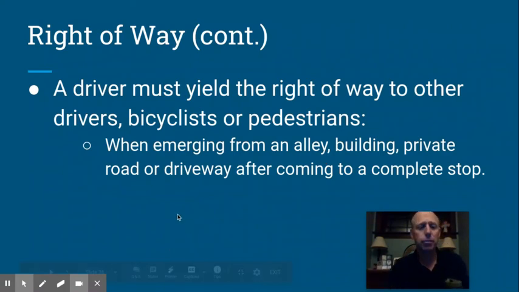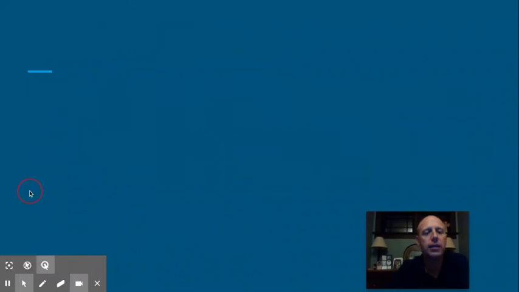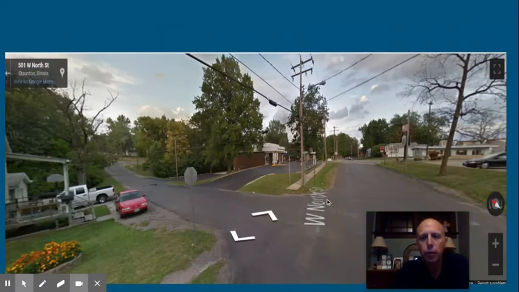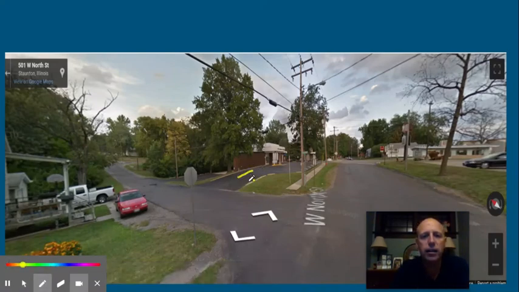A lot of you probably didn't know that, and a lot of your parents probably don't know that. Most people don't stop when they leave their driveway, but the law says that you're supposed to. Let's take a look at a picture here. So what I've got here, this is Bank of Springfield, and this is Hardee's right over here. This is the Hardee's parking lot. And so let's say that you're a car over here in the Bank of Springfield parking lot, and you're going to exit this parking lot.